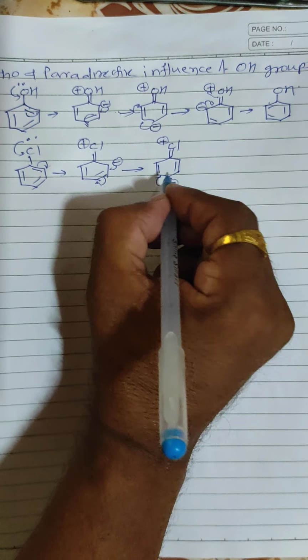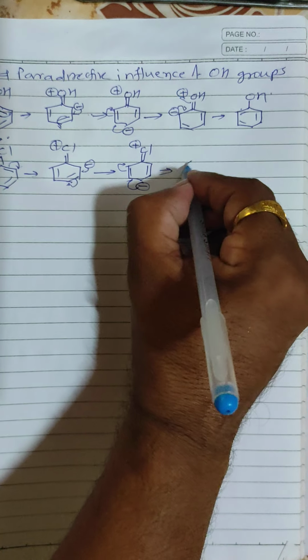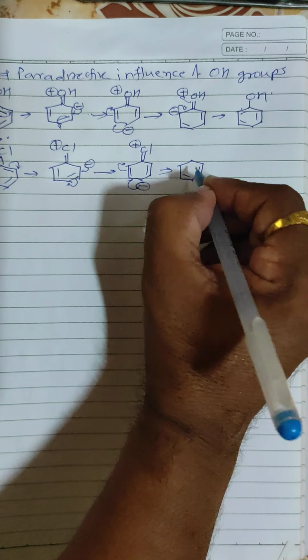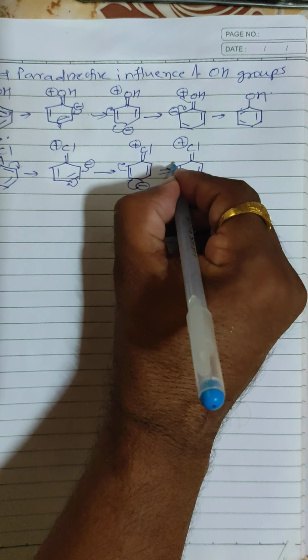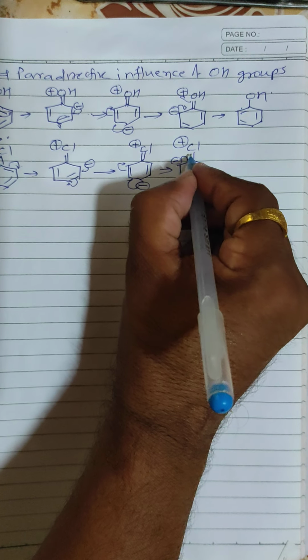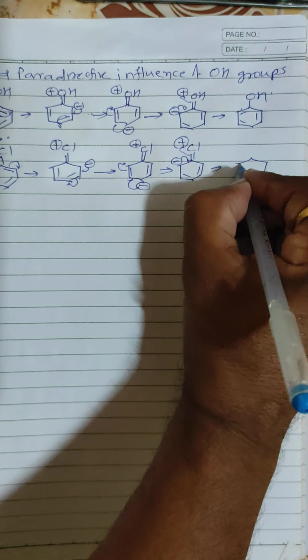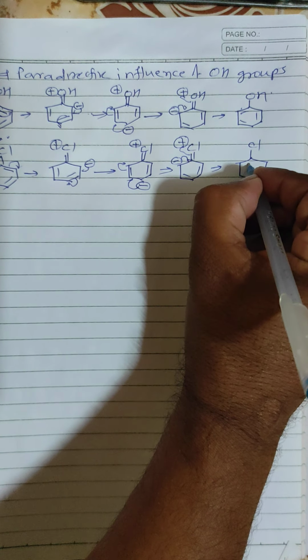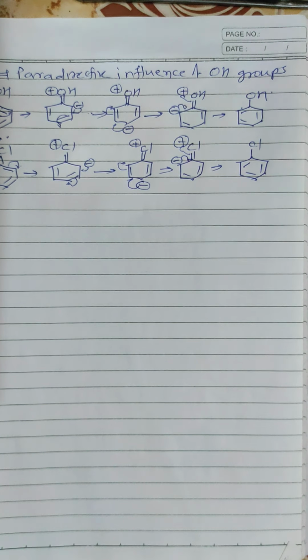Again they are shifted here and to form the next resonating structure like double bond Cl with a positive charge and here negative. Again they are shifted here and to form the original structure like Cl, but double bond and double bond. These are the resonating structures.